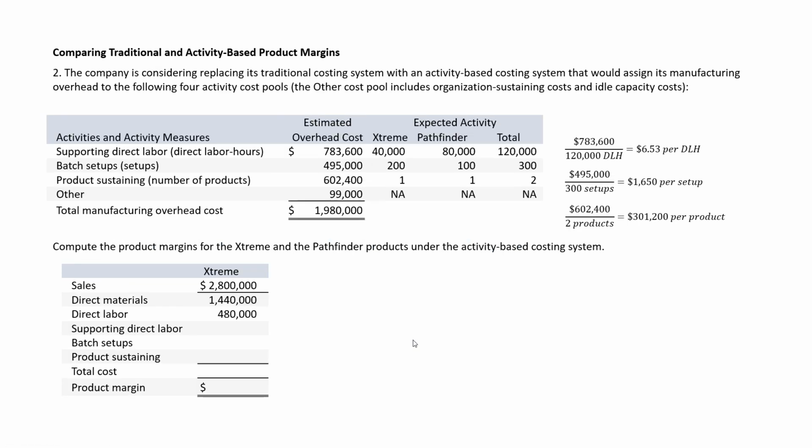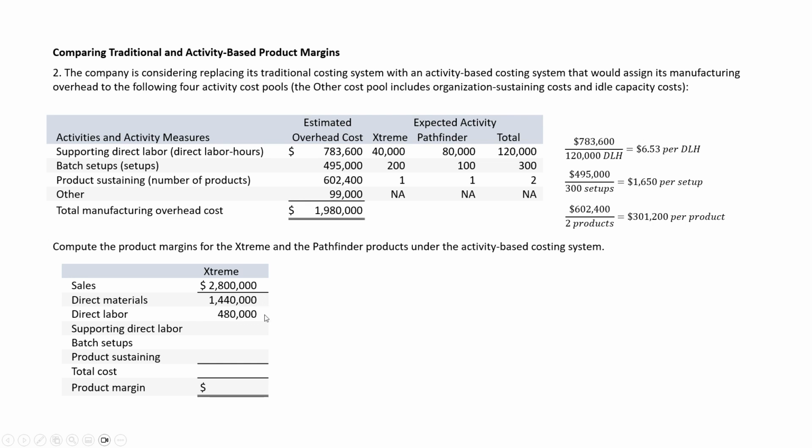So again, let's work on Extreme, but this time with activity-based costing. You'll note that I went ahead and listed sales at $2,800,000, direct materials at $1,440,000, and direct labor of $480,000, but I don't show the calculations for those. The reason is they're prepared the exact same way as the traditional system. Whether you use ABC or traditional costing, it does not change the way you assign or calculate sales, direct materials, and direct labor.